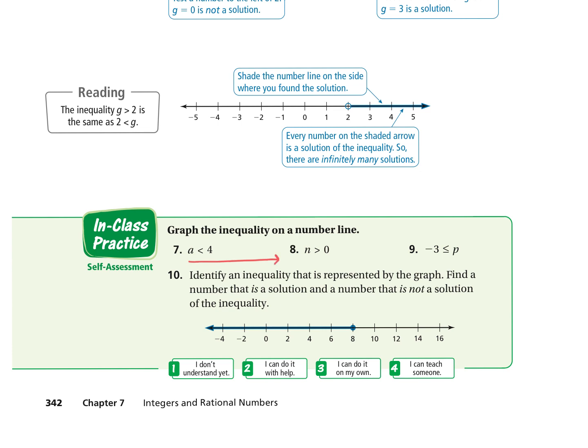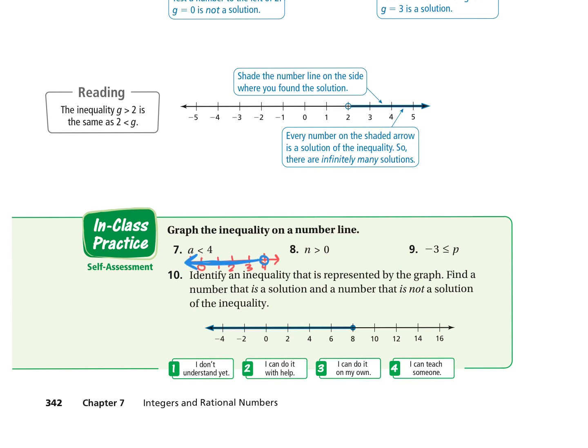That is going to look something like this. So I'm going to start 4 here, and then 3, 2, 1, 0. Because it's less than 4, I don't want to include 4, and I'm going to use a different color. I don't want to include the number 4. I'm going to use an open circle to show that it's anything less than 4. So this is the answer for your first one.